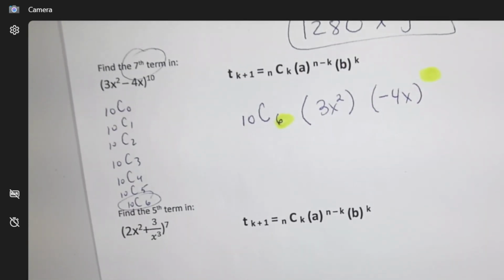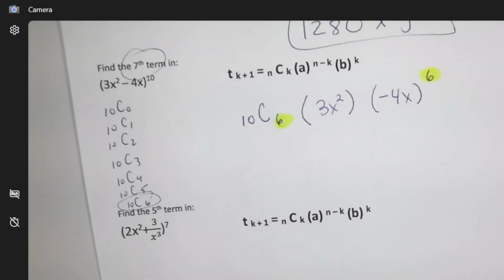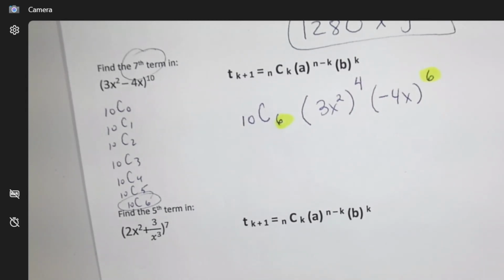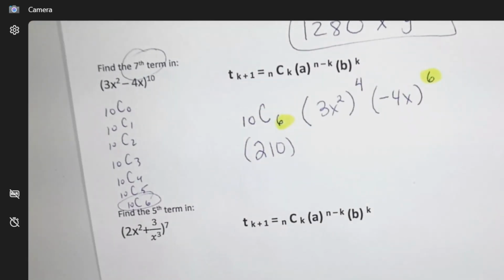Okay, now the sixth choose number will be the exponent on the outside, like that. And the other exponent would be, should you pick a 4 so that we can make 10 total? Okay, and then it's calculation stuff. Okay, so calculator, that makes 210.